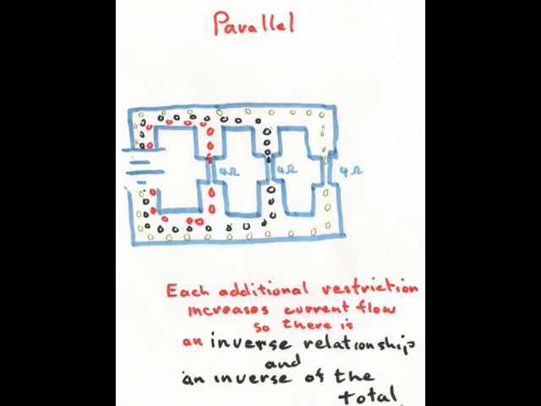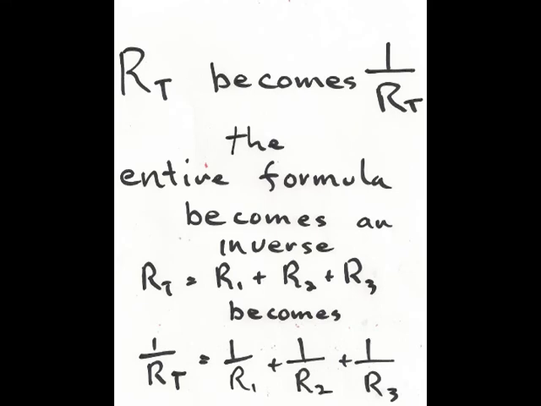So it increases current flow, so it becomes a totally inverse relationship. And if you invert that relationship, then that leads to the math, and the total becomes an inverse of what it would be with a series circuit. So here you can see that process of inverting the formula: RT equals R1 plus R2, etc., becomes an inverse, which is when you put it over 1. So the parallel resistance formula becomes 1 over RT equals 1 over R1 plus 1 over R2, and so on. If you had 10 resistors in parallel, there would be 1 over R1 up to 1 over R10 eventually.